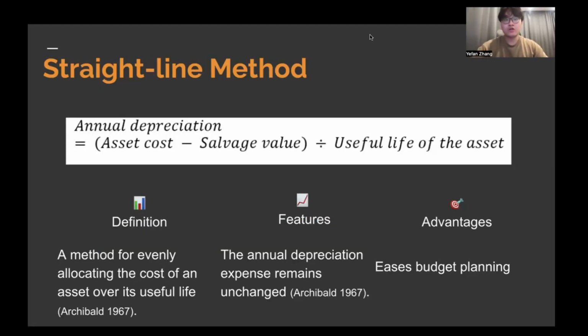Hello everyone, I'm Yefan Zhang. Today I will be discussing question 2: how Green Energy Limited calculates the annual depreciation expense for wind turbines using the straight-line depreciation method.